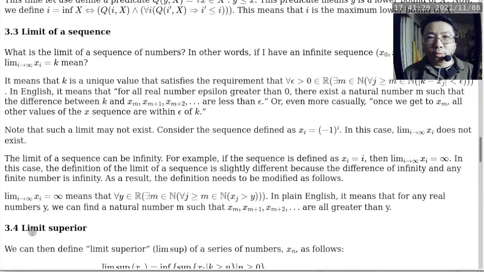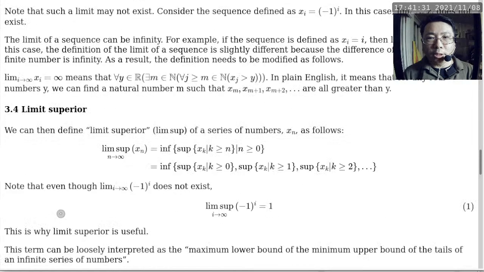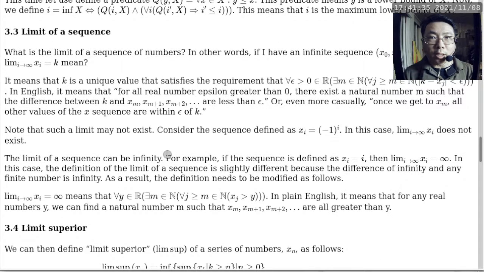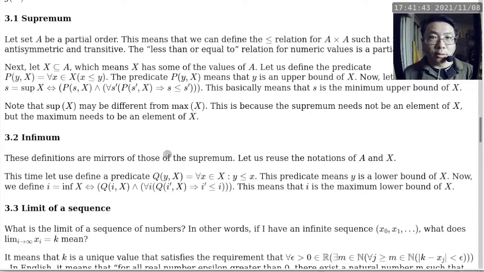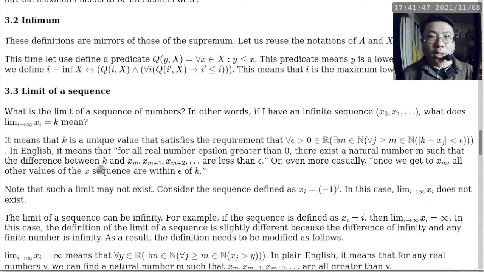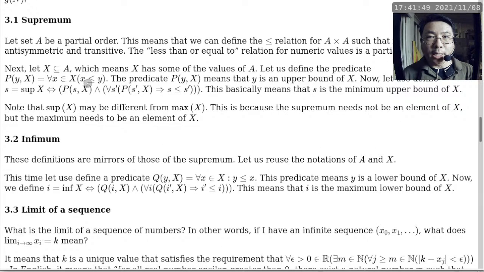The reason why we need limit superior and limit inferior is because some functions are oscillating. They do not die down to a single value. There's no actual limit, so the whole concept of just using limit is not going to work. That is the reason why we have supremum and limit superior and limit inferior.